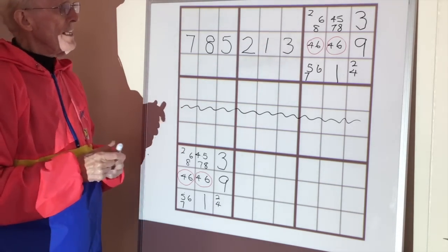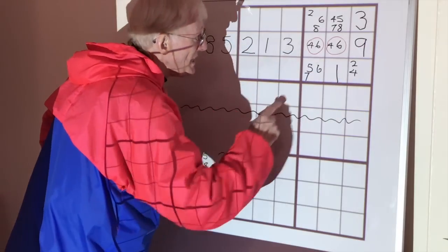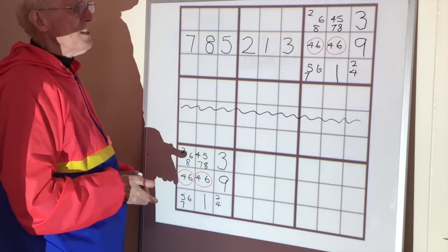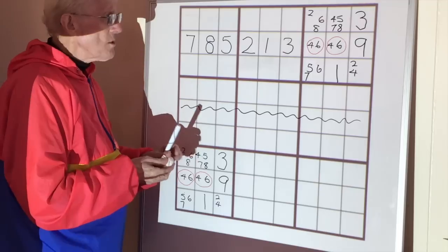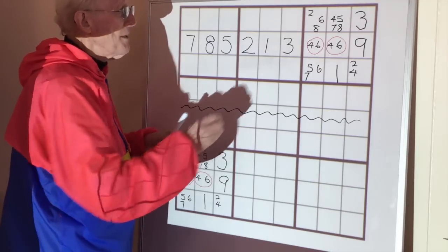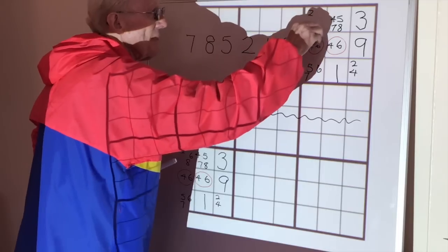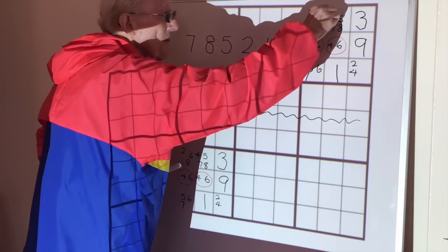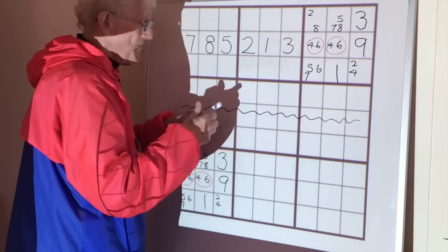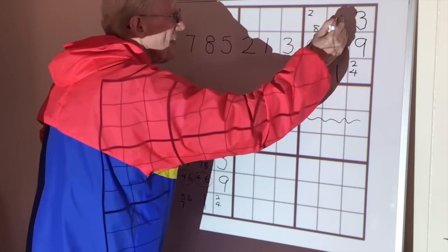Okay, now let's look at the block. Yes, we can remove 4s and 6s in the block as well. Let's do the 4s. Here we go. Here we have a 6. Get rid of that one. Here we have a 4. Get rid of that one. 4 and 6. Okay.